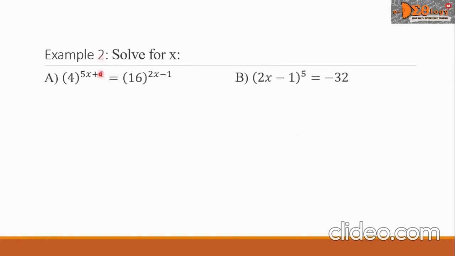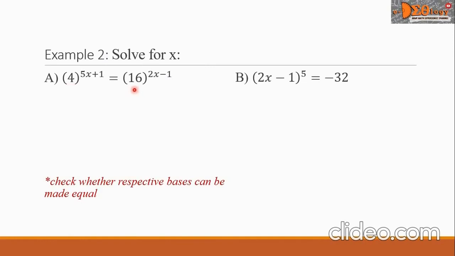Let's go to example 2. Solve for x. We have two problems here, A and B. Let's begin with A. 4 raised to 5x plus 1 equals 16 raised to 2x minus 1. First, let us check if the bases can be made equal. We can see here on the left side the base is 4, on the right side the base is 16.